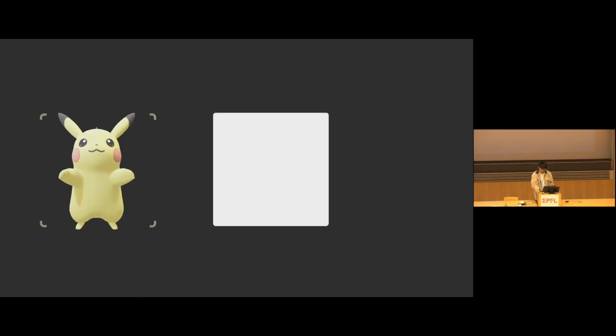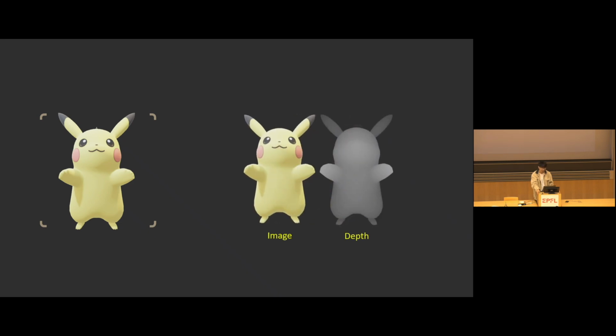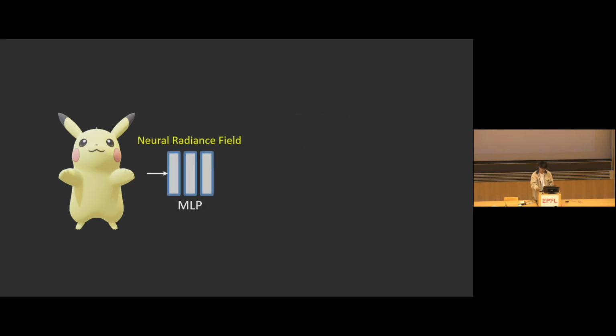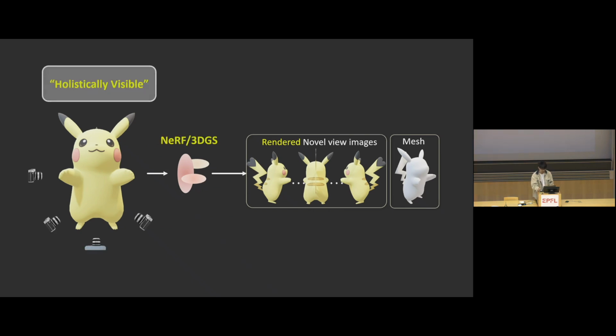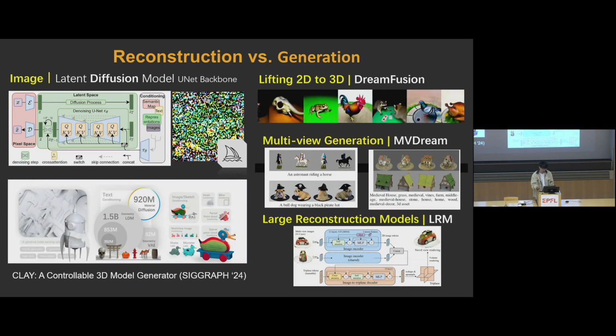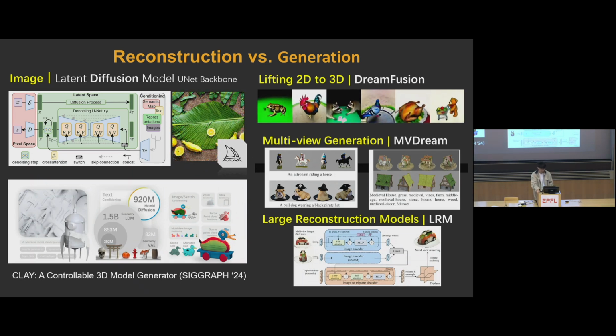For example, in the NeRF setting, one can capture images or depth maps of an object from multiple perspectives, and then use a neural network to recover a volumetric representation and convert it to a mesh. 3D Gaussians focus on rendering by replacing the neural network with Gaussian spheres. However, these two methods assume that the object is holistically visible, but in reality, a large portion of an object can be substantially invisible. Of course, conceptually, the invisible part can be generated.